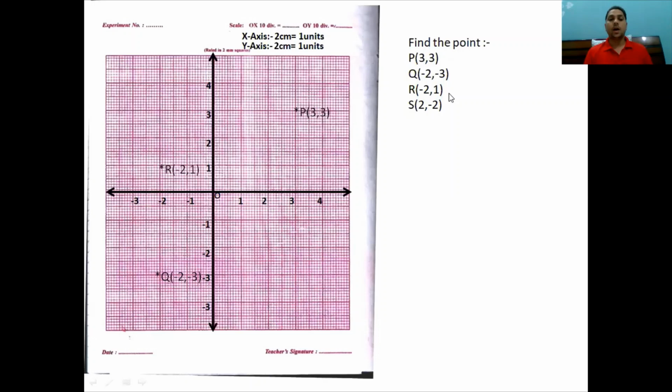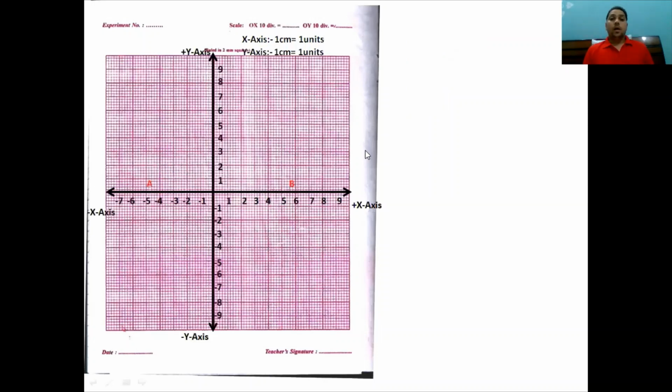Similarly, we have point R as (-2, -1) and point S as (2, -1). So we have 2 positive here, so 1, 2, and y is negative, 1, 2. So this is the exact location of point S. So in this way, we find a particular point in a Cartesian plane.